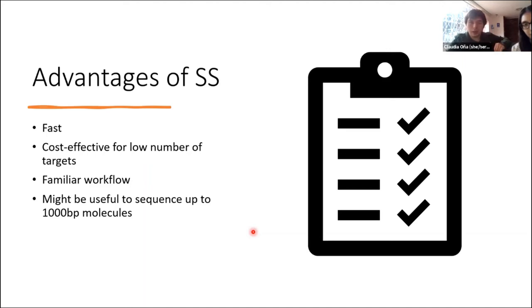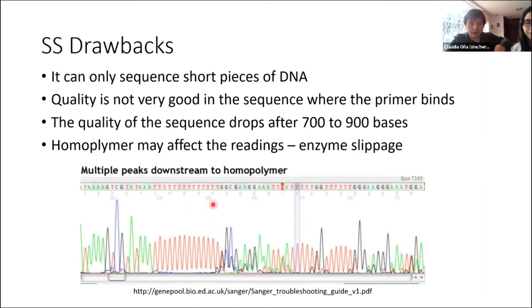And as you know, some vectors have this size, so you can sequence a whole vector, a whole plasmid, with Sanger sequencing sometimes. Then you have some drawbacks. These are not the only drawbacks of Sanger sequencing, but they are the most important, and we're going to see how to overcome these obstacles. First, it can sequence only short pieces of DNA, as I've told you before. Then the quality is not very good in the sequence where the primer binds. This is very important to bear in mind when you want to design or use primers in order to sequence a fragment of DNA.